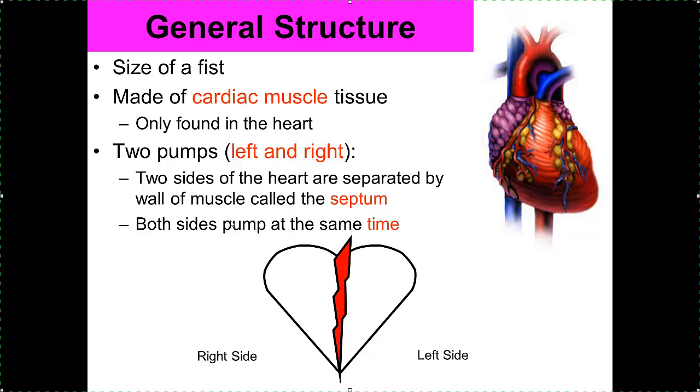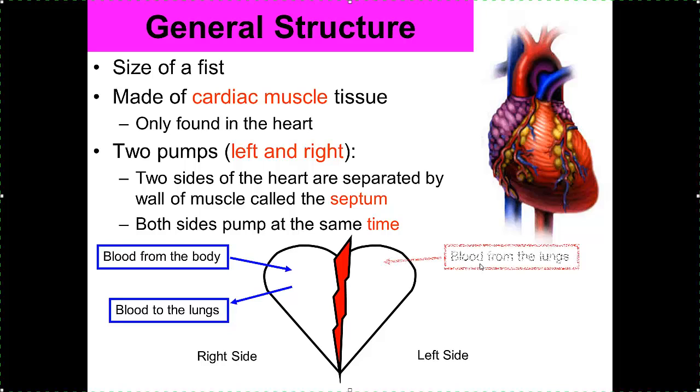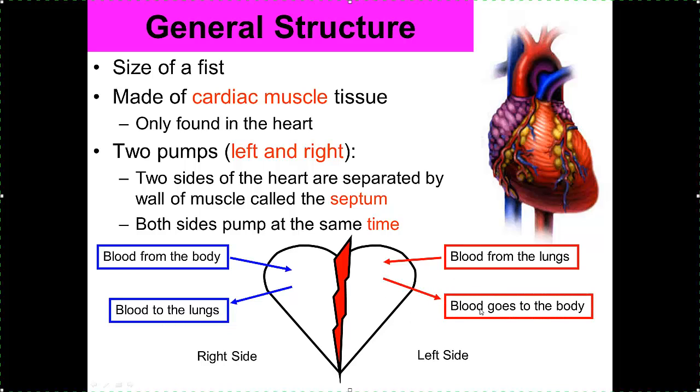The interesting thing about the heart is both of these pumps work together. They pump at the same time. Blood from the body gets pumped into the lungs on your right side. So blood from the body goes to the lungs. On your left side, blood from the lungs goes to the body. You'll notice that on the right side the blood is blue, and on the left side the blood is red.